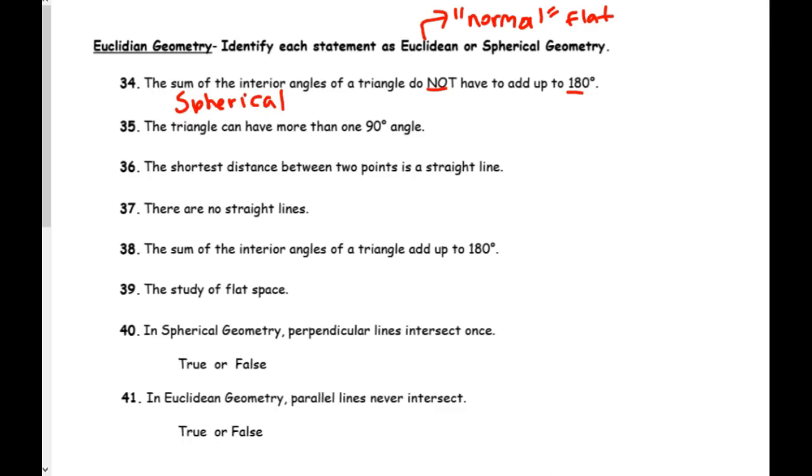A triangle can have more than one 90-degree angle. In flat Euclidean geometry, if you have more than one 90-degree angle, it's not going to make a triangle. So this is spherical. I showed you how a triangle on a ball can have three 90-degree angles. The shortest distance between two points is a straight line. That is Euclidean. That's regular flat geometry.